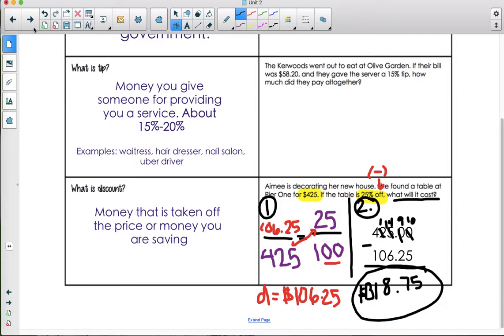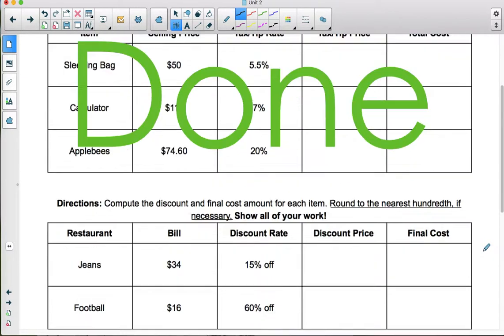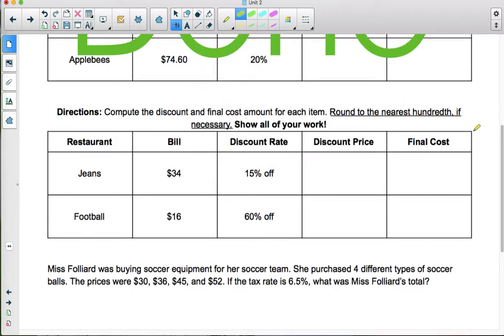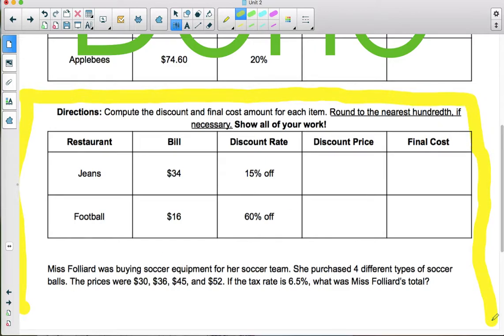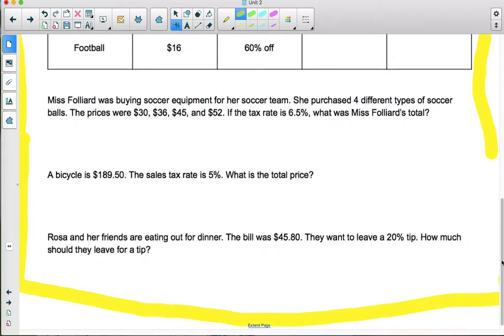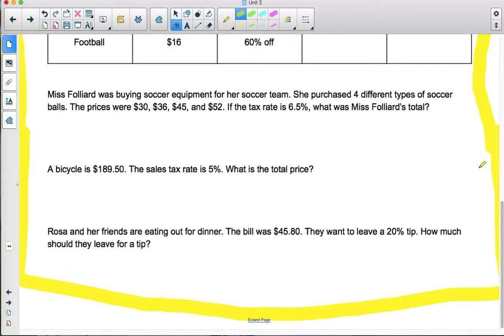Okay, so what you're going to do next is find this paper that says Finding Sales Tax Tip and Discount. You guys already have this top section done. The first 3 questions you already answered. So now you are just going to go ahead and finish the rest of the page. So you have this section with the table, and then you also have 3 word problems down below. So this time you have 5 questions that you're going to need to answer. You have to answer all of these. Okay, so go ahead and get working on that. Thank you so much.